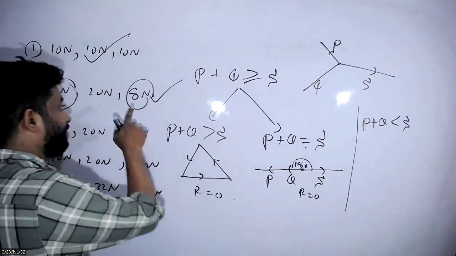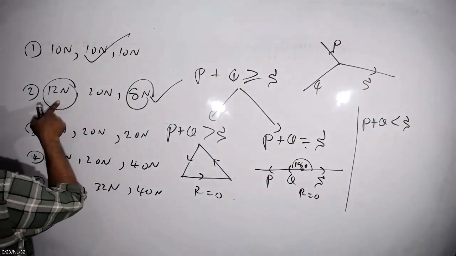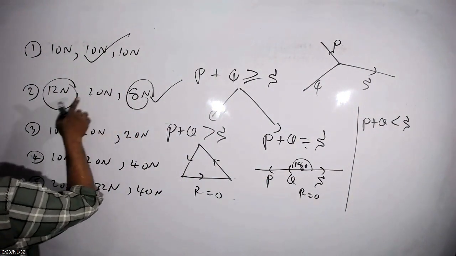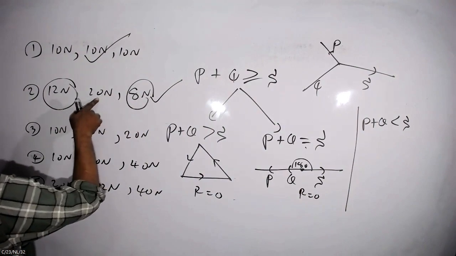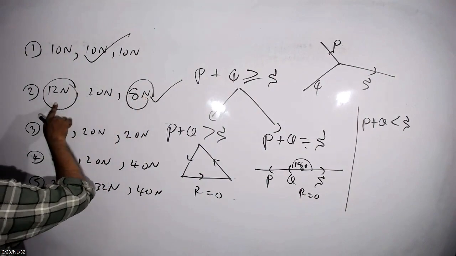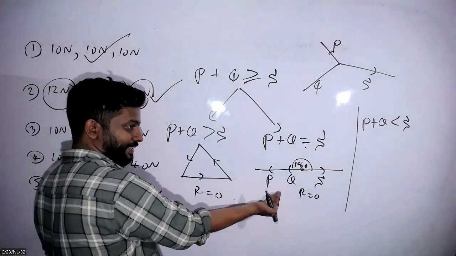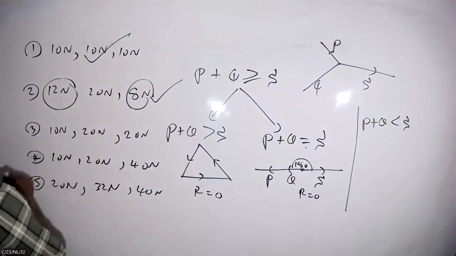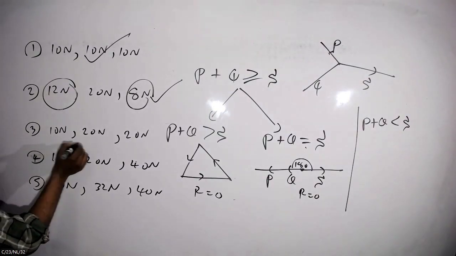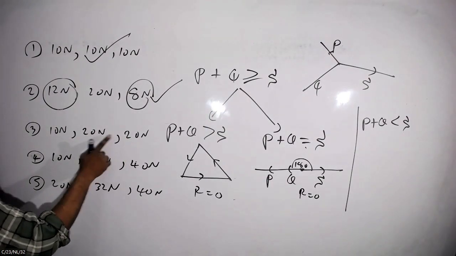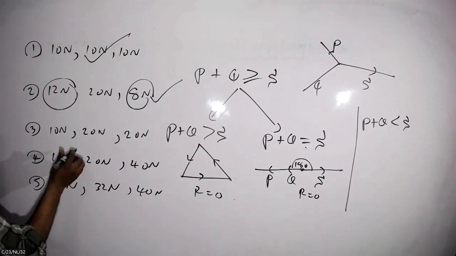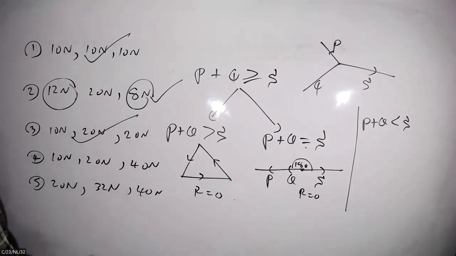That means these two vectors should be acting in the same direction, they should be parallel, and this one should be acting opposite to the 12 Newton and 8 Newton. Then they can produce zero resultant in this way, right? Then the third one, these two can produce an isosceles triangle, therefore they can produce zero resultant.